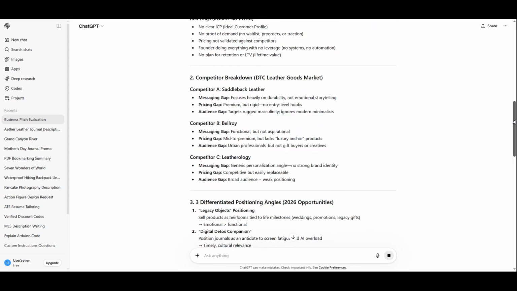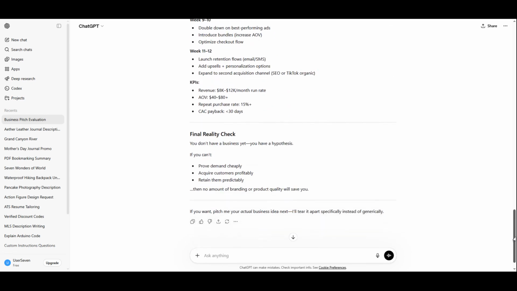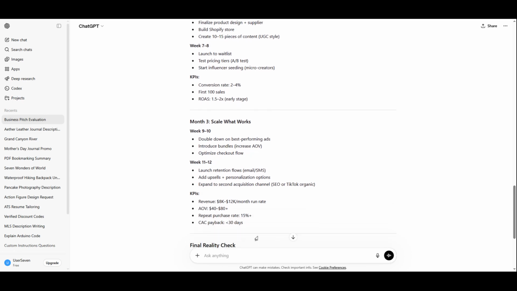So the real formula here is simple. Use ChatGPT to pressure test your ideas, find gaps in the market, and turn your goals into a step-by-step strategy. That's how you move from random prompts to real business decision-making.